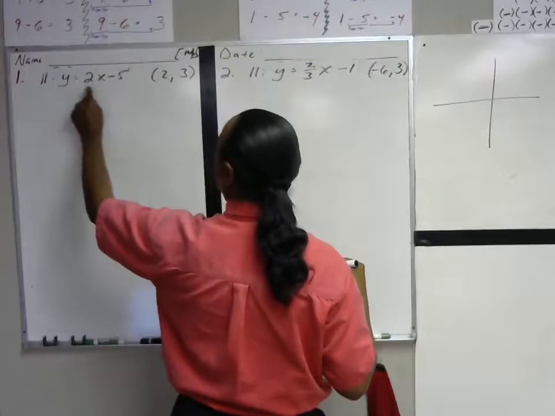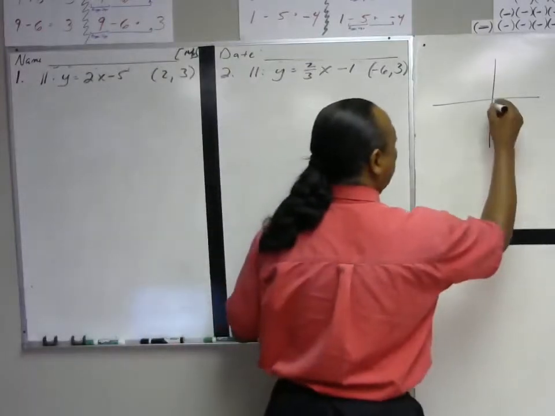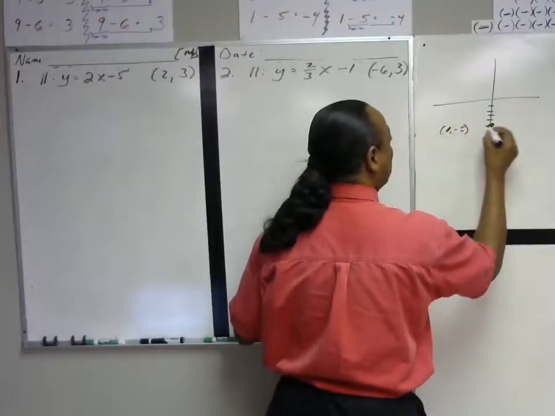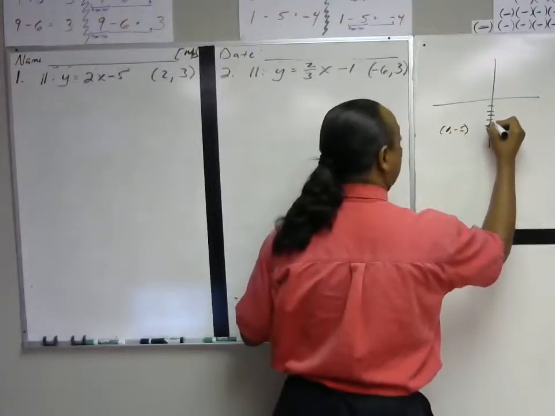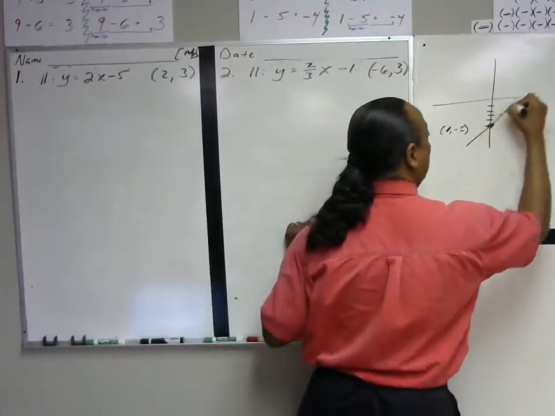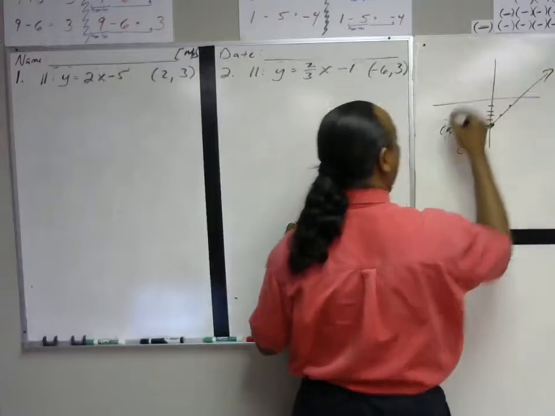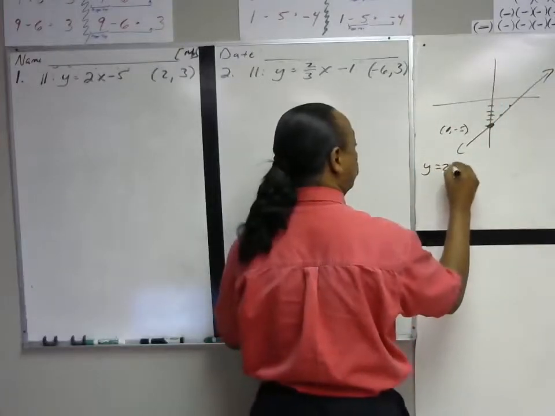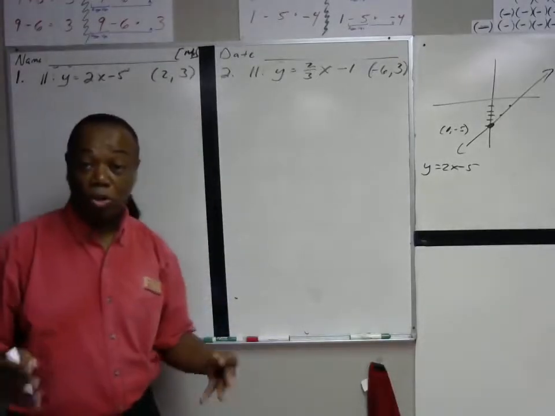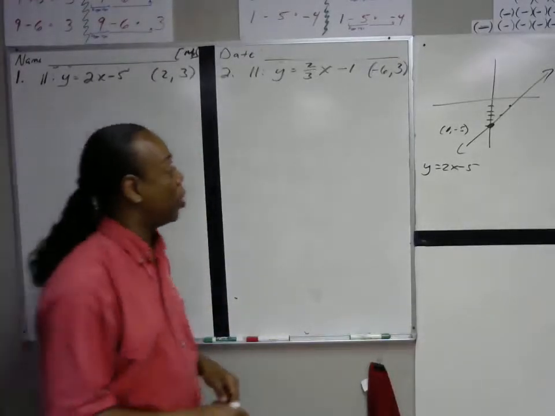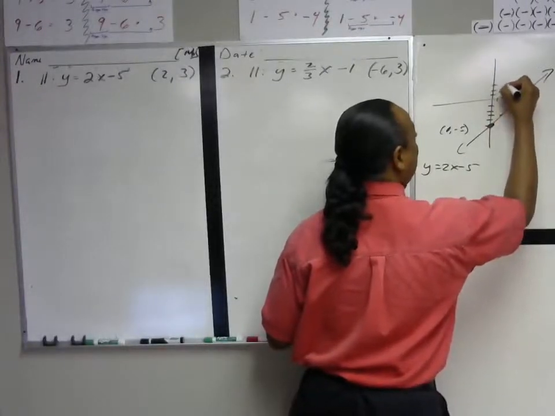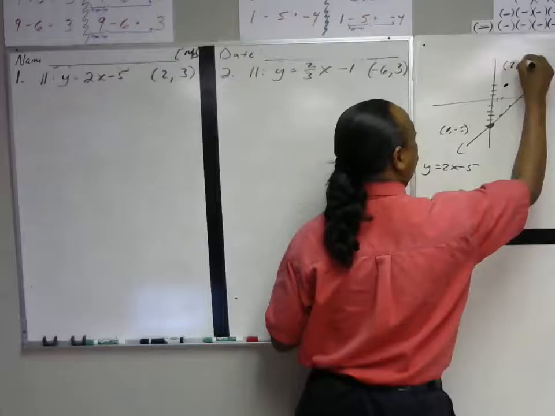The line y equals 2x minus 5 is right here. 1, 2, 3, 4, 5. That's the y-intercept. And then I have to go up 2, over 1, up 2, over 1. Again, this is the line y equals 2x minus 5. And then there's a point called 2, 3 that's out there somewhere. It's located right here. That's the point 2, 3.